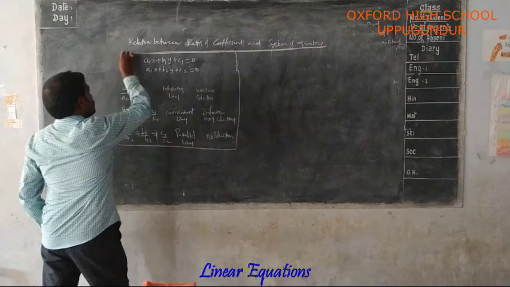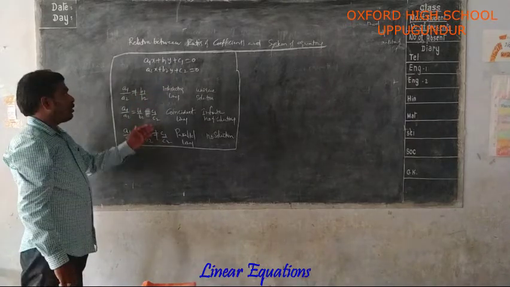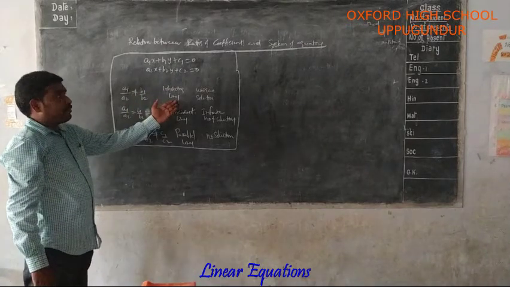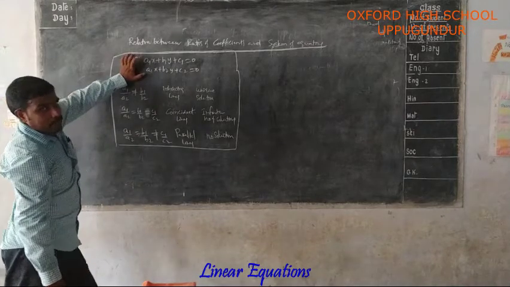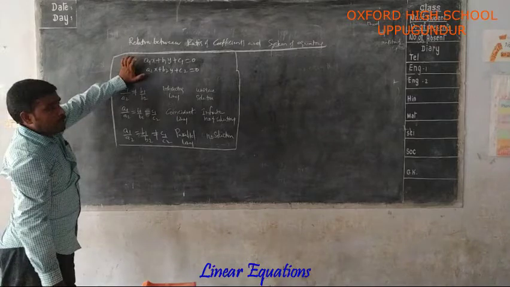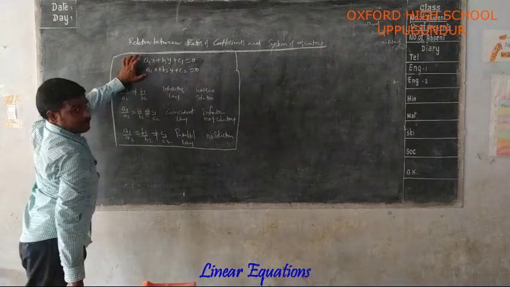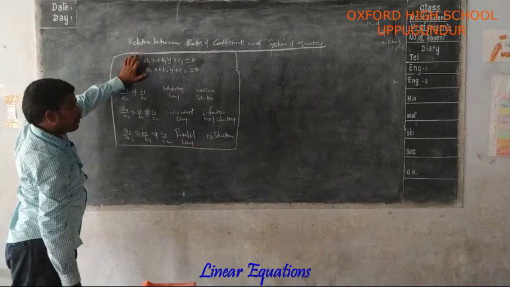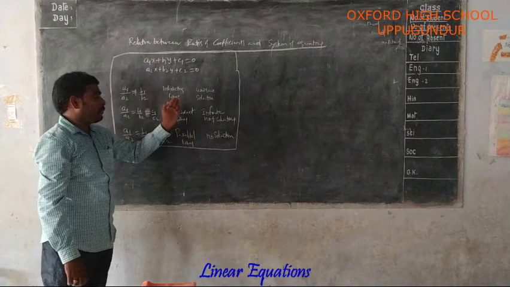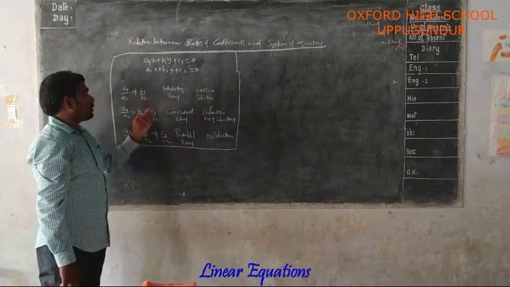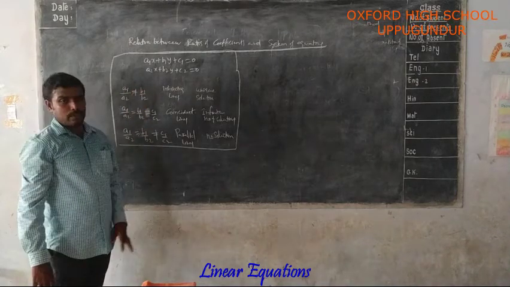So in the previous class I already told you about all these conditions. Now, based on these conditions, if they give a pair of linear equations with unknown coefficients, or unknown variables, and give any one of these conditions, you have to find that unknown coefficient. So that we have to discuss now.